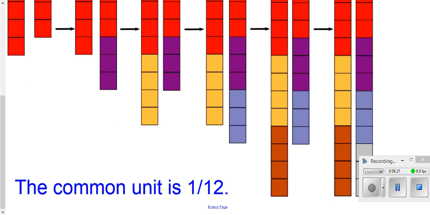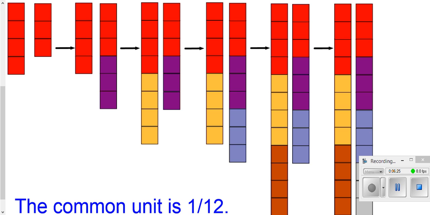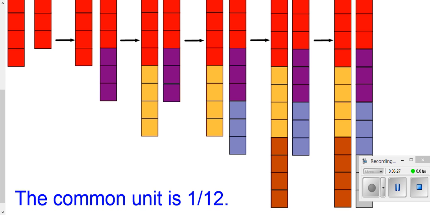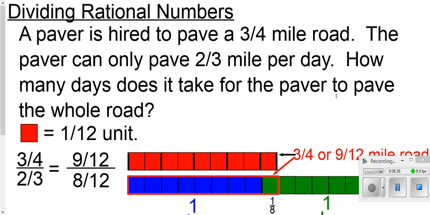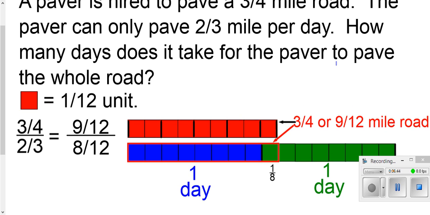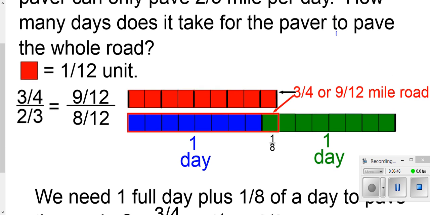Now the one on the right is shorter, so I got to stack that. The one on the left is shorter, so I got to stack another 4 there. And so you can use the stacking of blocks to continue on to be able to figure out your common unit. And you'll see here, when we get up to 12 on each side, they're both equal, so our common unit is going to be 1/12. So you can use that approach to find your common unit. So we have our 3/4 mile road, and we're dividing it by 2/3 of a mile per day. How long is it going to take?